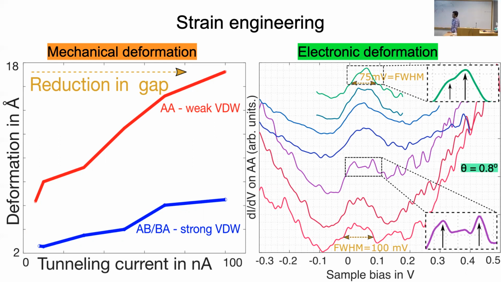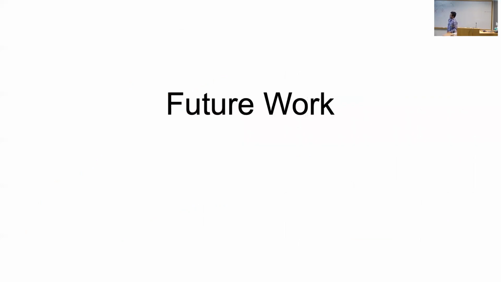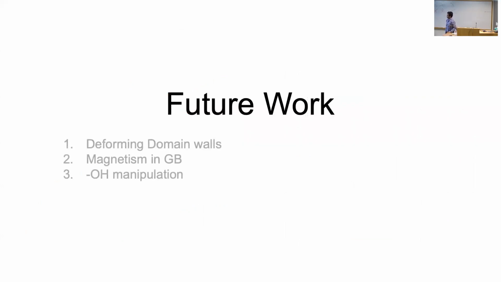And so where do we go from here? That brings us to the future work. In the future work, we will talk about domain walls. Domain walls are another kind of domain that exist on the moire patterns, and we'll look at these moire patterns from the perspective of the domain walls. We'll also look at magnetism and grain boundaries. And the third one is OH negative ion manipulation.